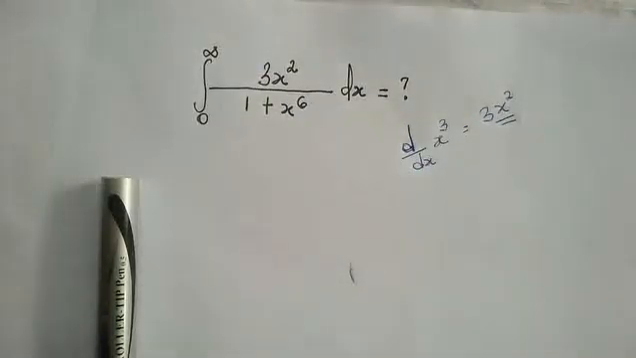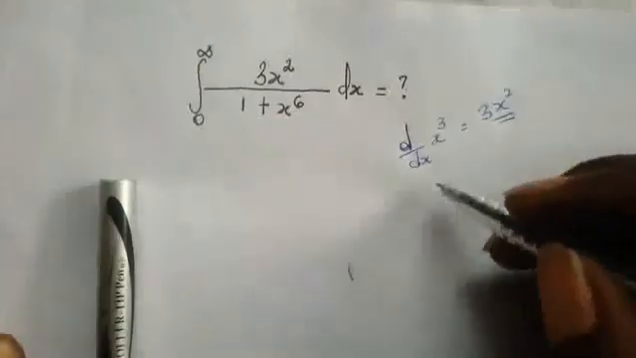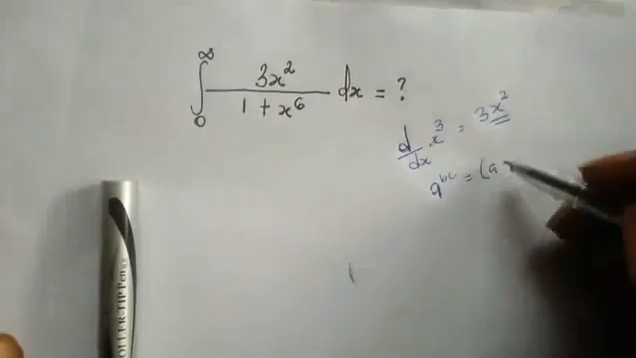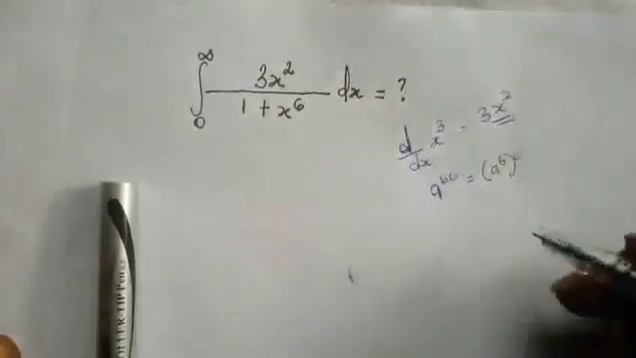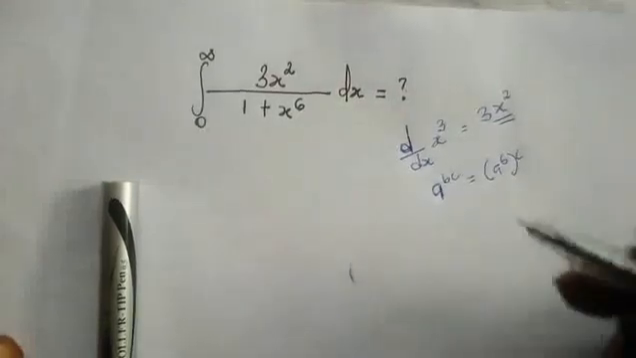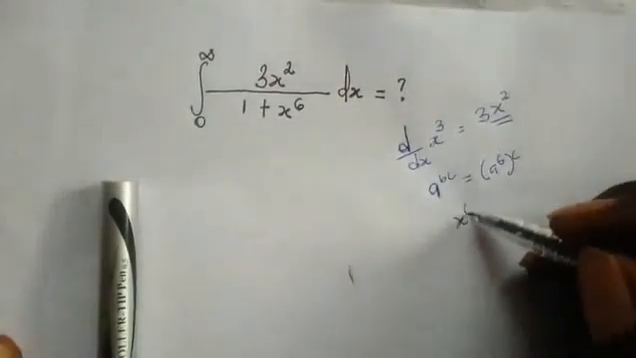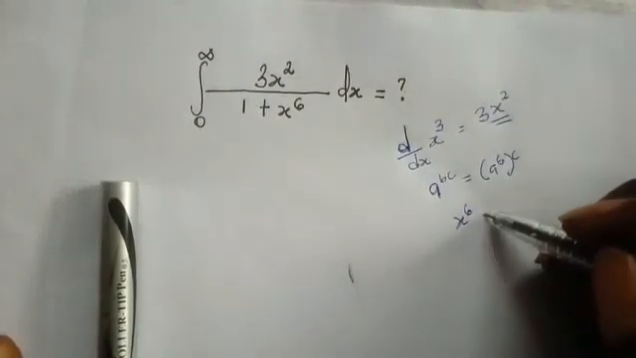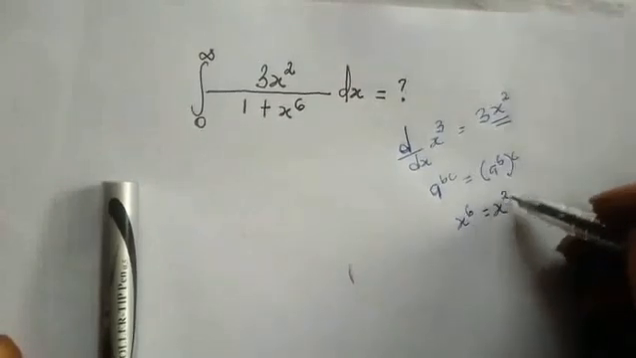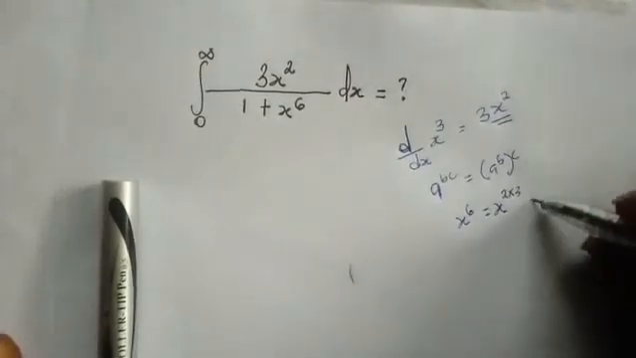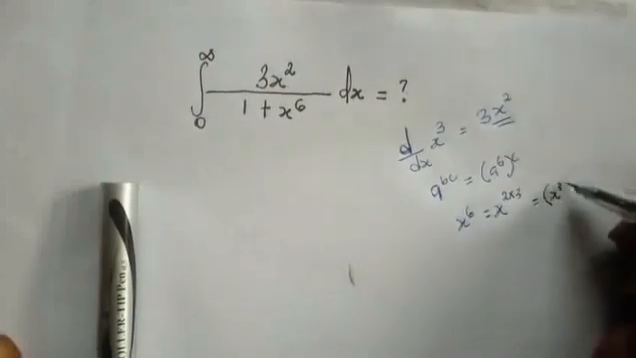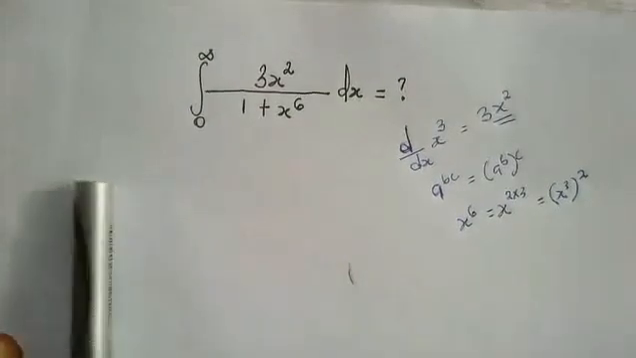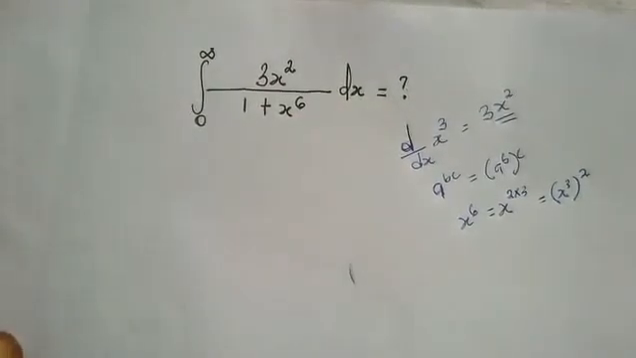And how do we do this? We use the idea that a raised to the power bc is the same as, in brackets, a raised to the power b, close bracket, raised to the power of c, right? Now this actually means that x raised to the power of 6 is equal to x raised to the power 2 times 3, right? So we can write it as x raised to the power of 3, then in brackets raised to the power of 2, right? Okay, that makes sense. Now let's go back to the problem.